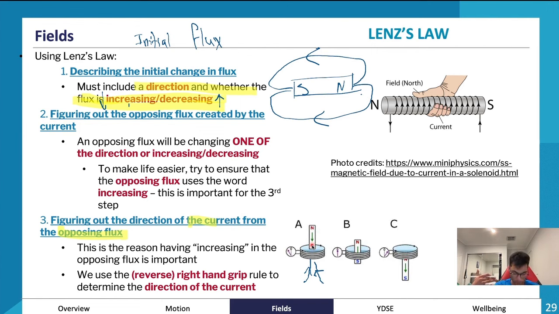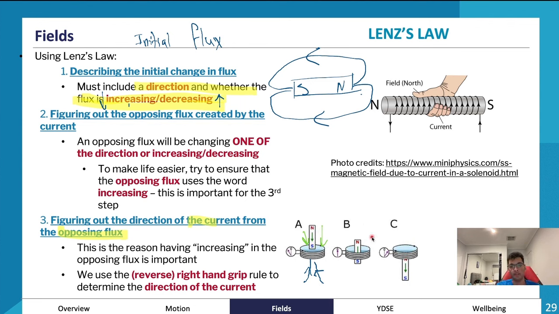Because of this, the system wants to decrease the flux. For this to happen, the current has to travel in the clockwise direction. The reason it's clockwise is that if you use your right-hand thumb rule, you'll see that the induced magnetic field from the coil is going to be in this direction, downwards. So we have this magnetic field going upwards and the induced magnetic field going downwards, and they're going to cancel each other out. And this cancelling is what opposes the change in flux.